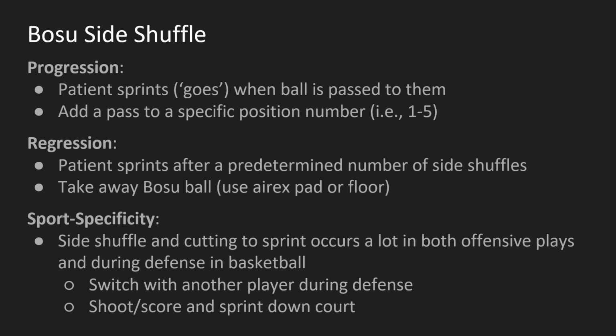So to progress this, we can say have the patient sprint whenever the ball is passed to them. So rather than go, you just run when the ball is passed to them. And then we can add in a pass to a specific position number, like I said before. Like if we say pass to number 2, they'll pass to the person in the 2 spot.